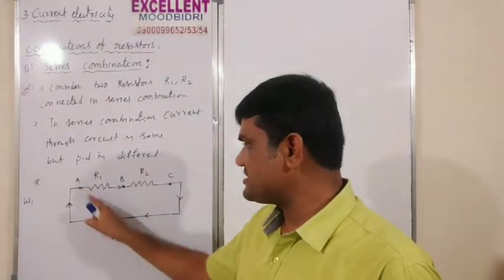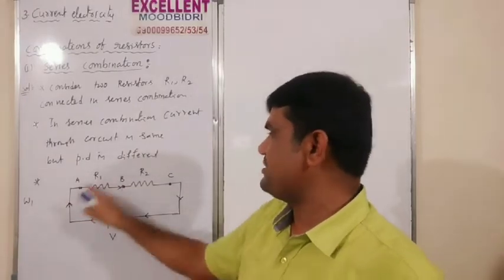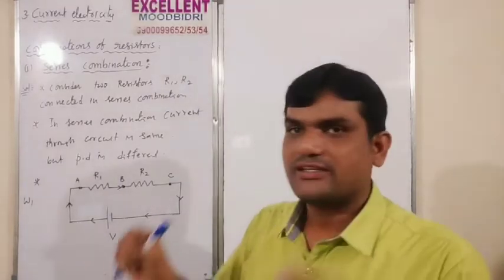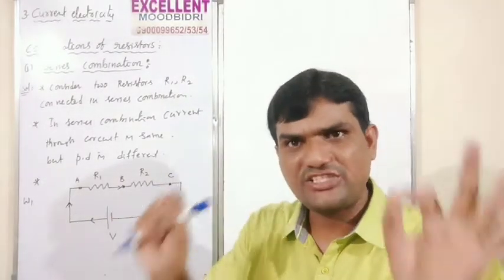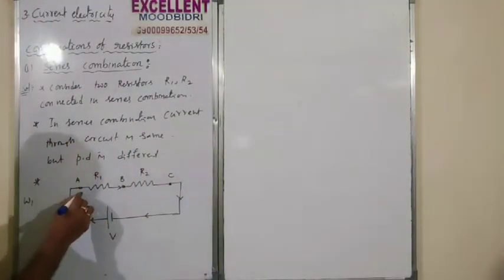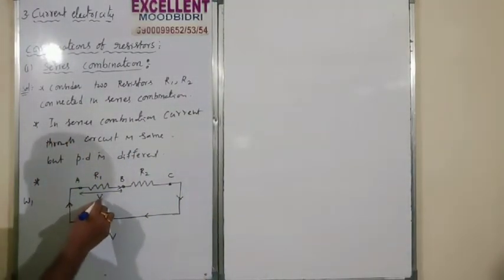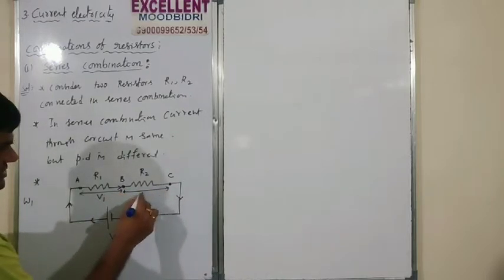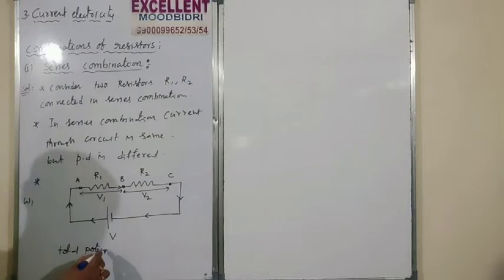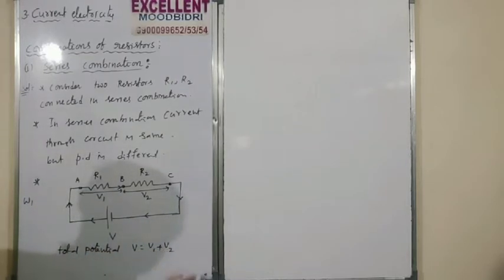From here to here some work done is required, and again from here to here. So at A, at B, at C, the work done is different, meaning the potential is different. I will consider the potential between A and B as V1, and between B and C as V2. Therefore, the total potential V is equal to V1 plus V2.